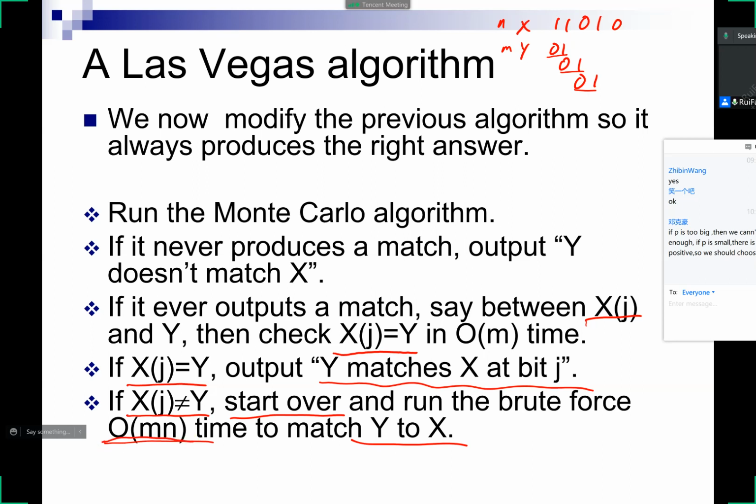So that's our Las Vegas algorithm. We run the previous algorithm, and if it gives us an answer, then we check that answer. If it actually was a false positive, then we do our brute force thing. Now you can see that this new Las Vegas algorithm is possibly very slow, running in order m times n time. However, we're going to show that the expected running time is still going to be order m plus n.